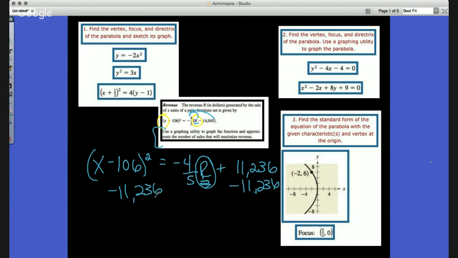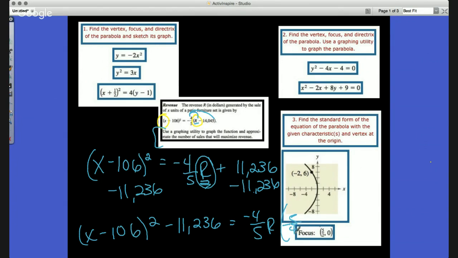So you kind of see that there. So we're going to keep it as is, X minus 106 squared minus 11,236. Now, again, it becomes a little tricky because in order to get R by itself, let's multiply by the reciprocal, which would be -5/4, okay? So we do that, -5/4. So that means we put -5/4 on the outside here. And really, as I look at it, we probably could have done this a little bit easier. But we're going to multiply now by -5/4 on this side, which really would be the same thing we just did.